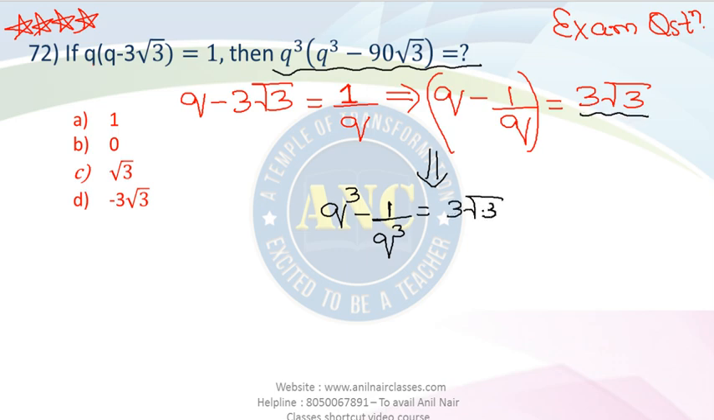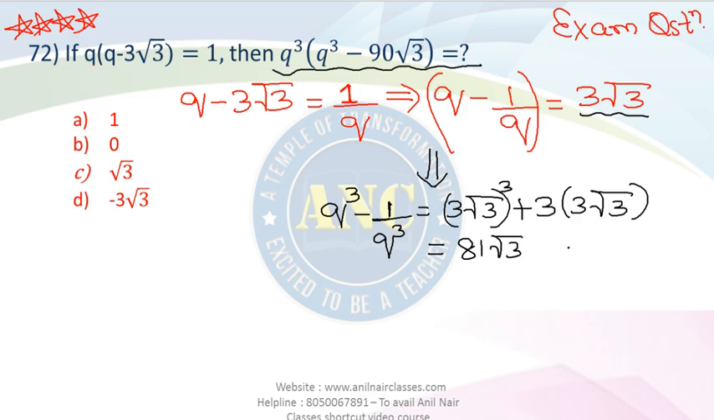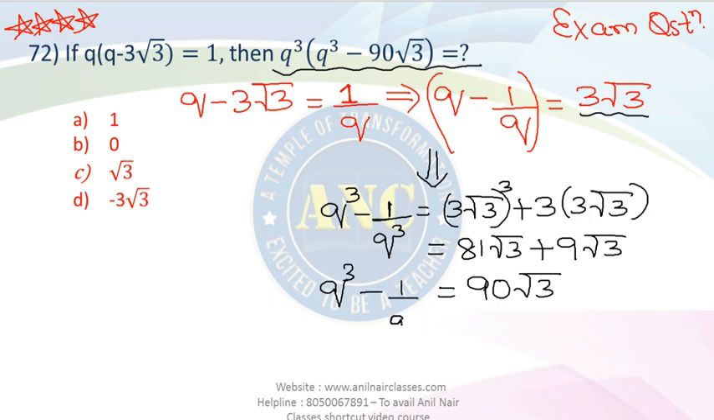So this is (3 root 3) whole cube plus 3 times of k, 3 times of 3 root 3. (3 root 3) whole cube is 81 root 3 plus 3 times of 3 root 3 is 9 root 3. So 81 plus 9 is 90 root 3. Now can I say that I got the value of q cube minus 1 by q cube as 90 root 3?